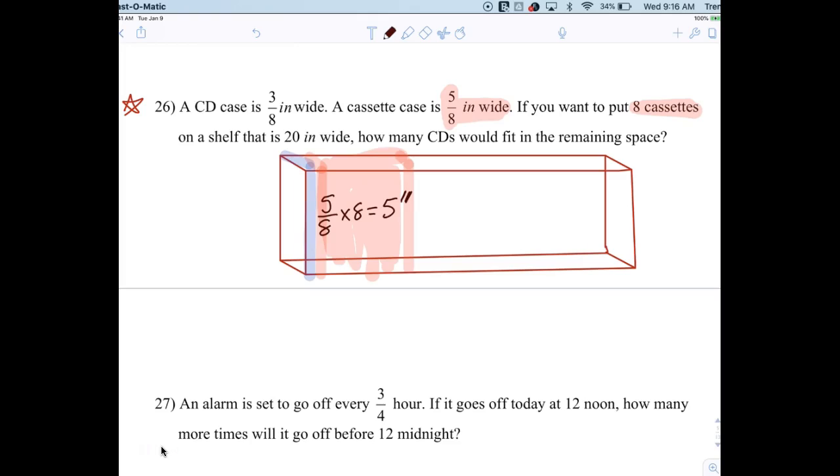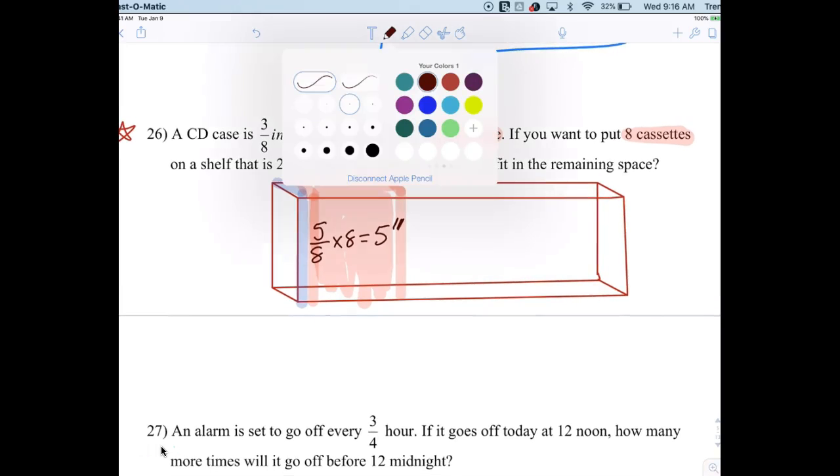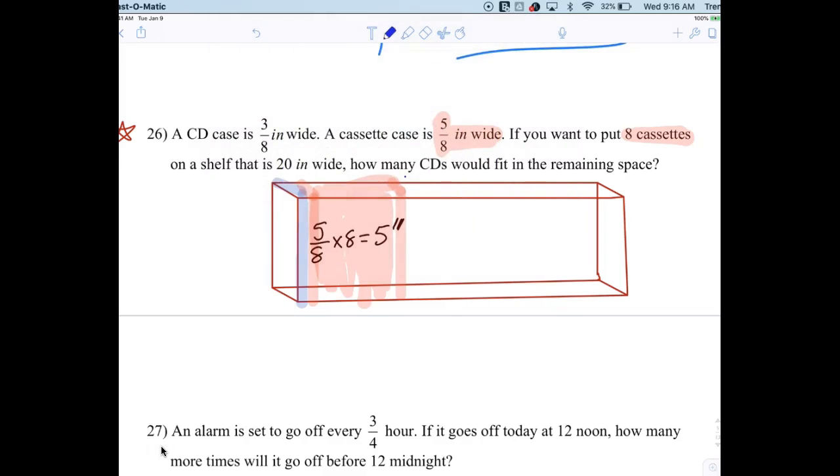If I've used 5 inches, how many inches do I have left to use? I have 15 inches. So now, please, try to stay with me. That means from here to here, I have 15 inches left. Everybody agree?